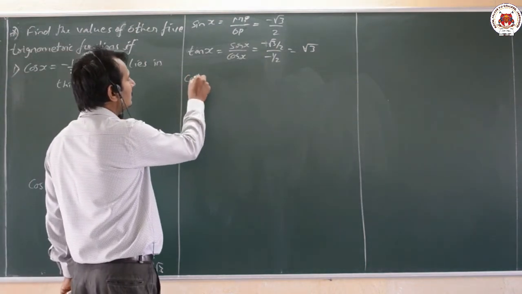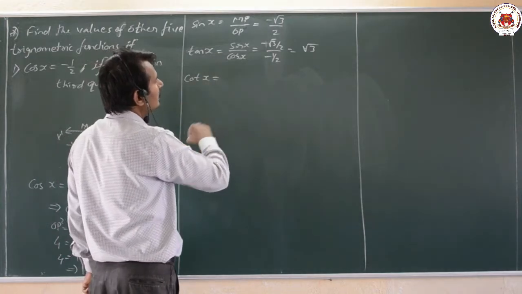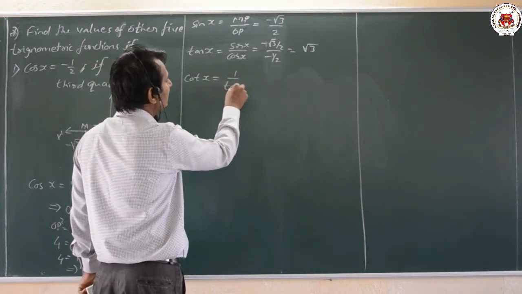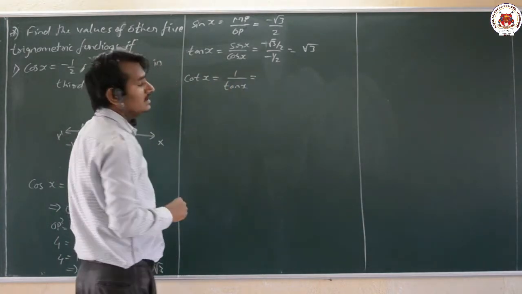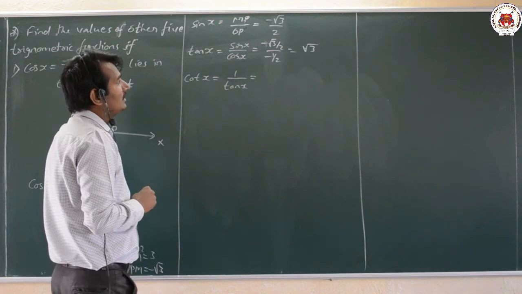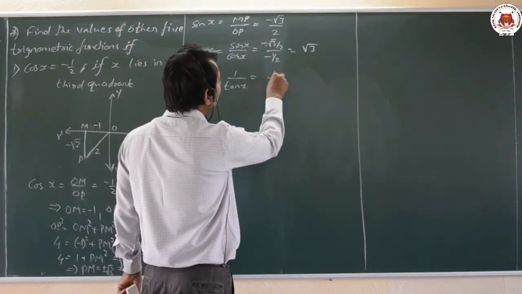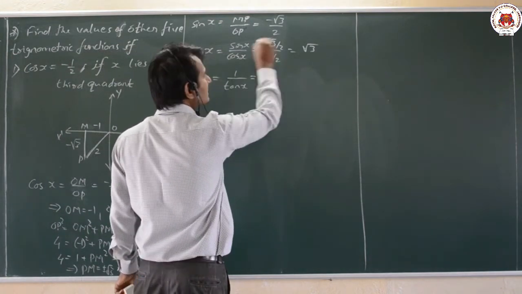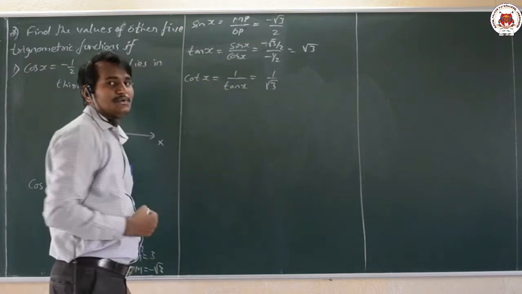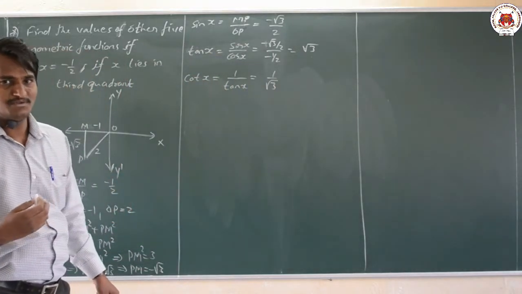Next, what should we do? Cot x. Cot x equals 1 divided by tan x. Okay students, 1 by tan x, that is nothing but 1 by root 3. Why? Because the tan x value is already root 3. A very simple example.